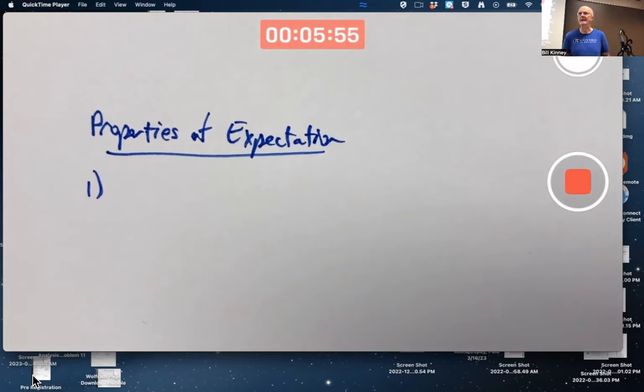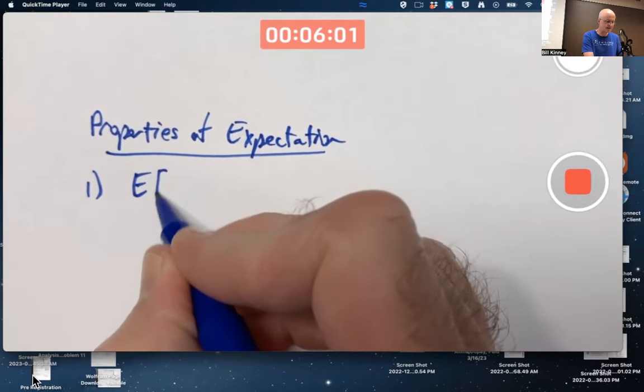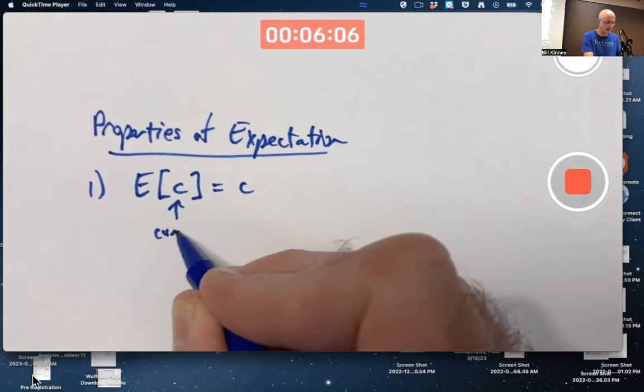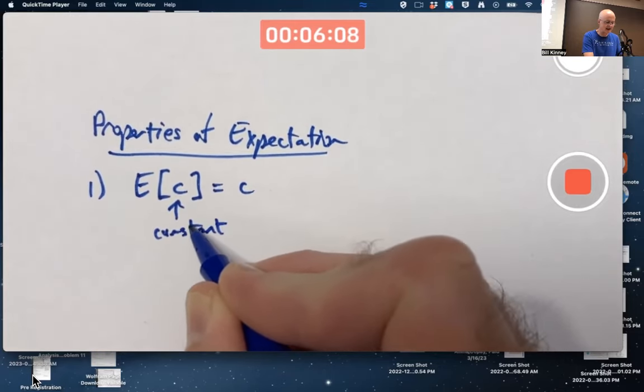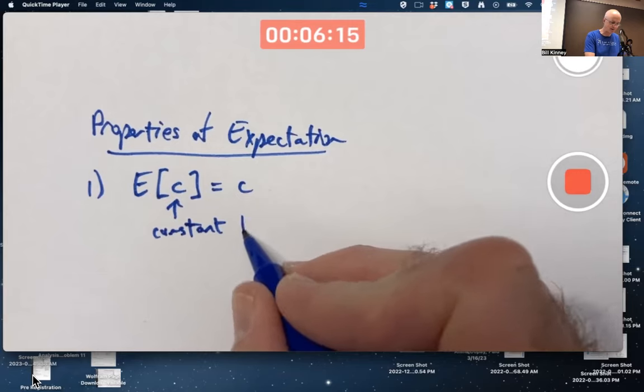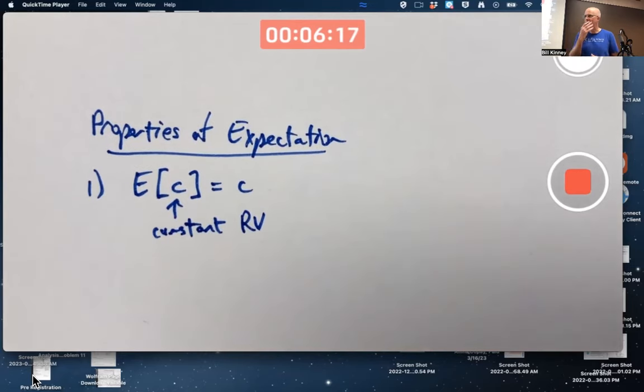Wrote these down, I think, a week ago. First of all, the simplest property, the expected value of a constant is the constant. Really, it's not a plain old constant. It's not a plain old number. It's a constant random variable, meaning it's a quantity in a random experiment that always ends up being the same thing with probability 1. There's no other possibility.